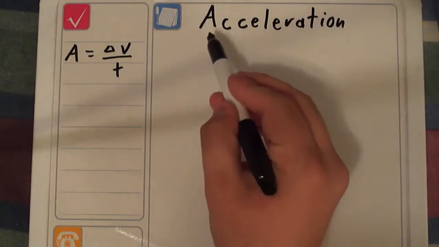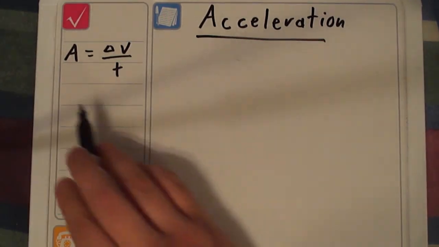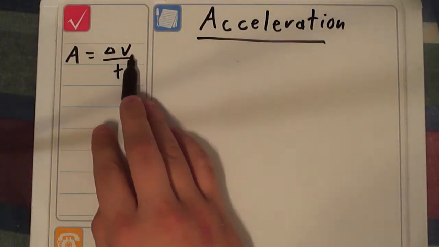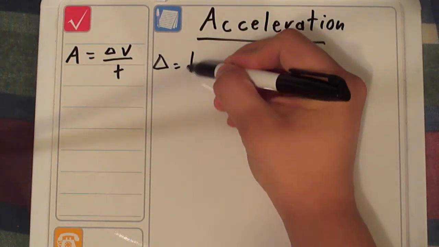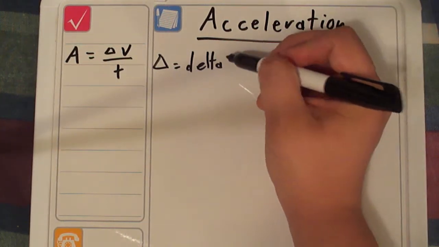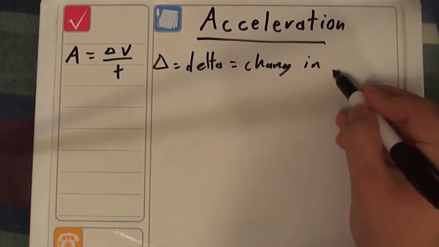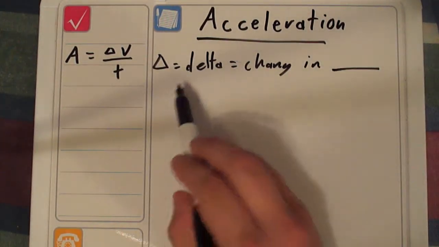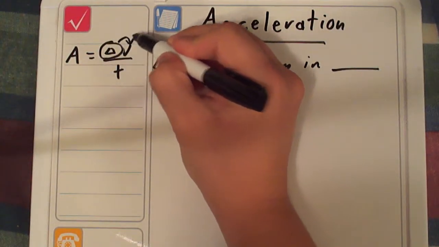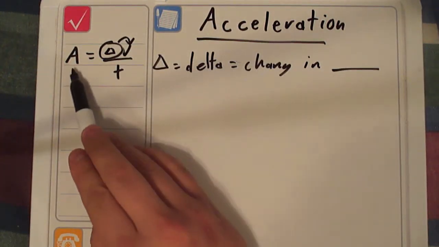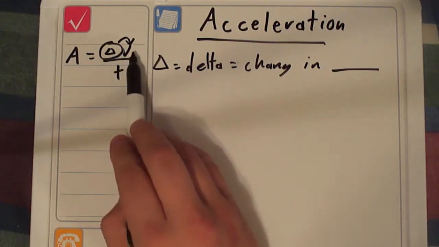So obviously, as you can see on the board, I'm doing acceleration. The formula for acceleration is acceleration equals change in velocity over t. This triangle is called delta, which is the change in, in this instance, the change in velocity. Okay? So acceleration is something accelerating, something changing speed. Change in velocity, change in speed.